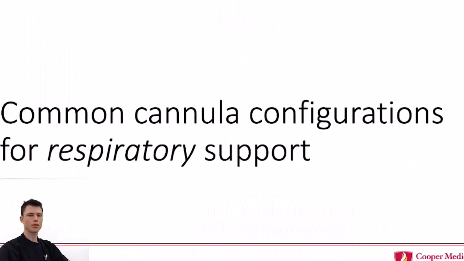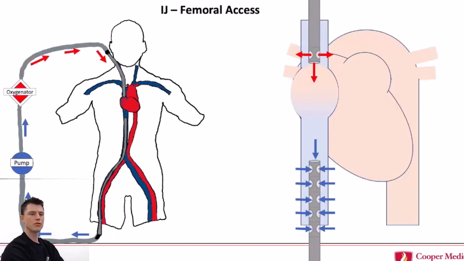All right, so we'll talk about how we manipulate those settings in just a minute, but what are some common cannula configurations for various types of support? So let's talk about respiratory support, so VV, and there's also other ones. So what about VV ECMO?